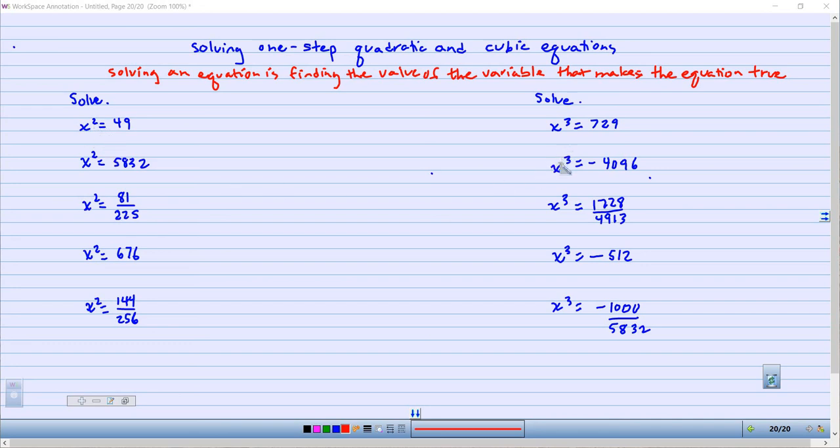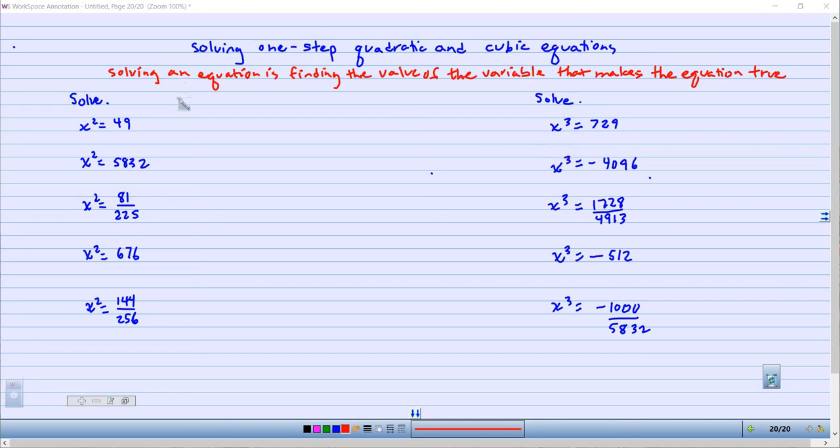Okay, over here we have cubic equations. You'll notice instead of a 2 we have a 3, so this is a degree 3 equation where the highest exponent is a 3. Again, we're just doing very simple one-step quadratic and cubic equations. They can get much more complicated, but we'll save that for another day. And to solve a cubic equation, you guessed it, we're going to take the cube root, because cube rooting and cubing are also inverse operations.